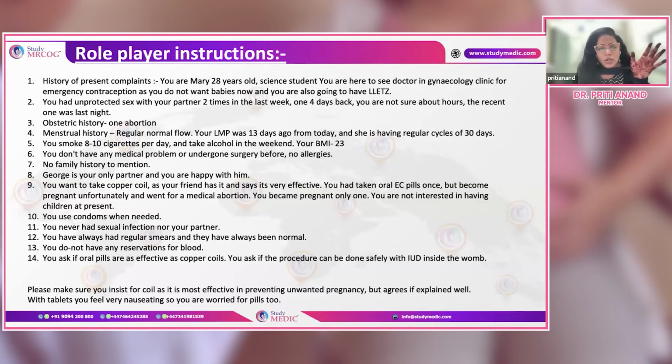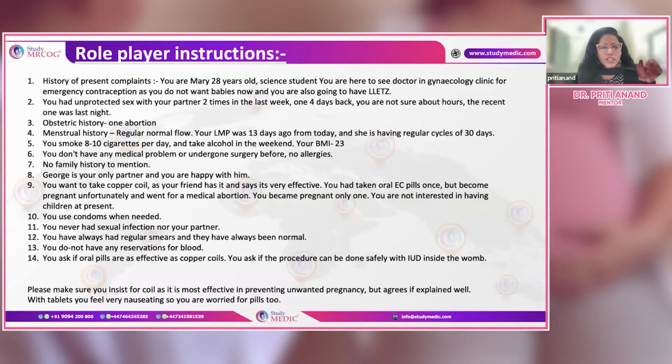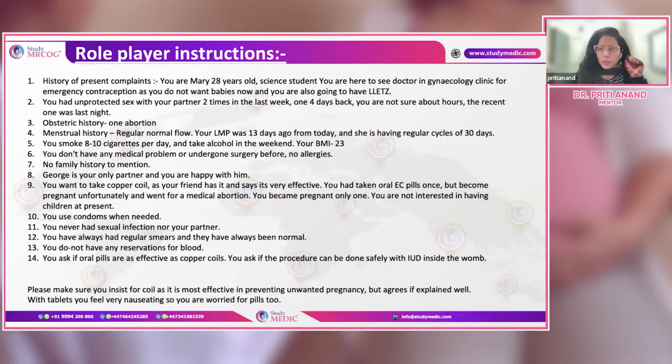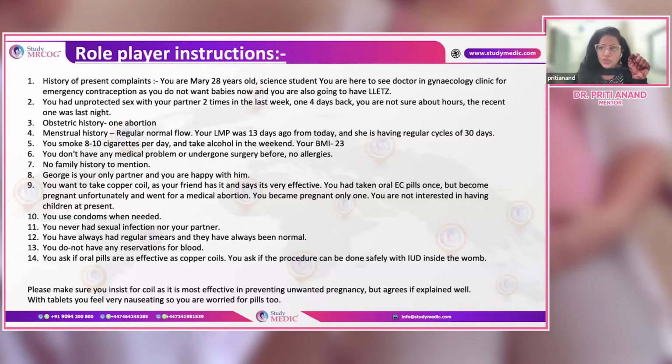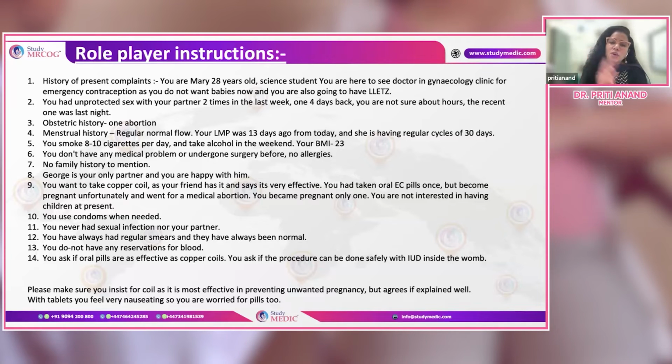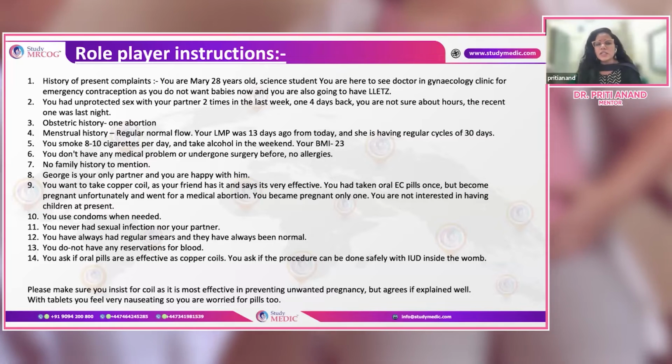Okay. And she is also preferring the coil because one of her friends has told her that the coil is best. But the problem is she is going to have LEEP today. So whether you will give her the coil and do the LEEP, or you will postpone the LEEP. So this is basically the station.